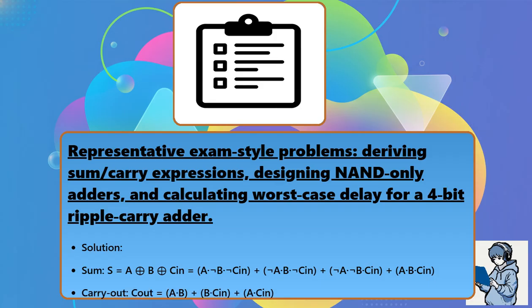Carry-out Cout equals (A and B) plus (B and Cin) plus (A and Cin).